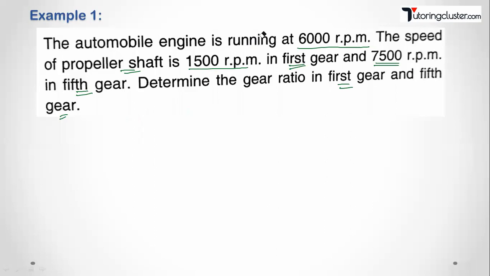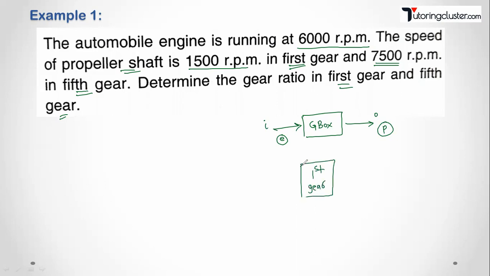Let me draw the diagram first so that it will be easy. You have a gearbox, input from the engine on the input side, and this is the output side. It goes to the propeller shaft. It can be first gear, second gear. Now if we want to break this down, how will we do it? So in the gearbox there is going to be first gear. So when your vehicle is in first gear, where does your power go from first gear? To the propeller shaft. This is your engine.